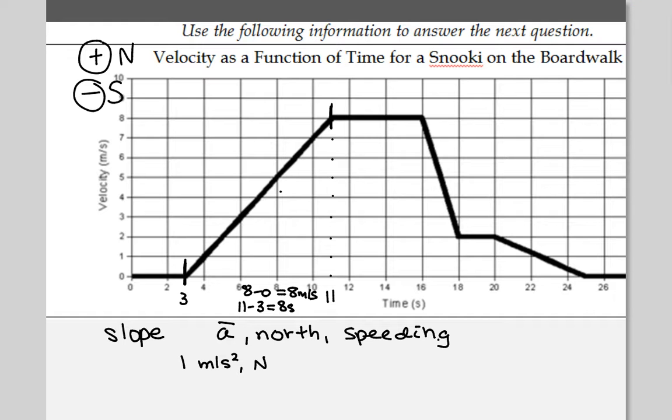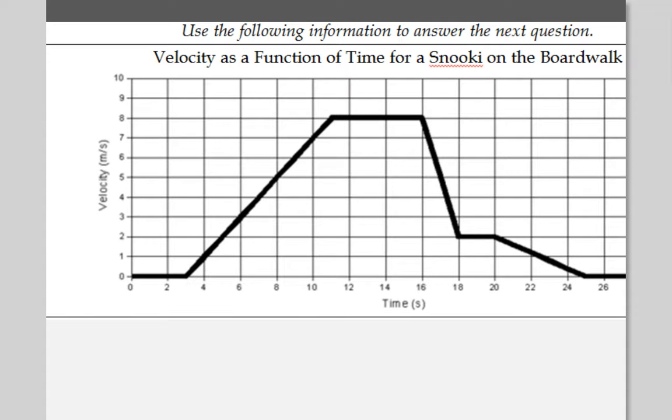Calculate the displacement of Snooki between 11 and 16. All right, so we're on a VT graph. We did the slope, and what did we get? Acceleration. Now they're asking me for displacement. So how can I get the displacement? If you've been doing your homework, you remember it's area. Good. What time interval? 11 to 16.